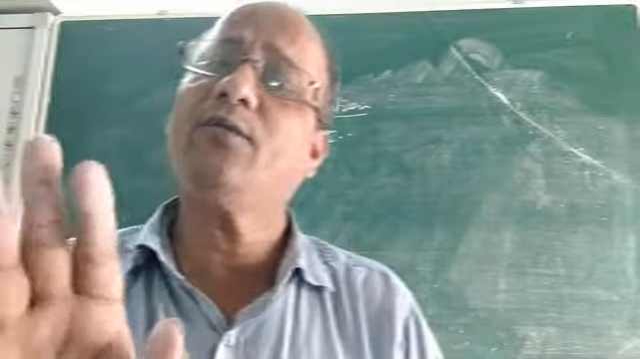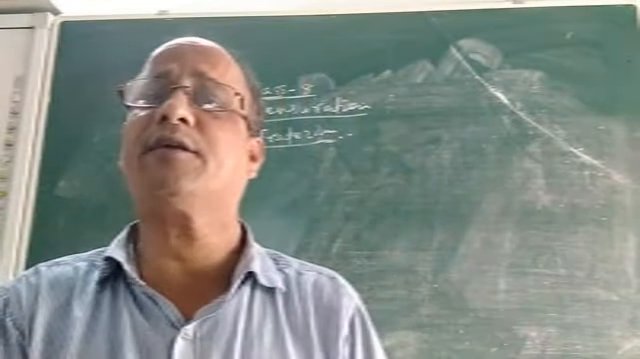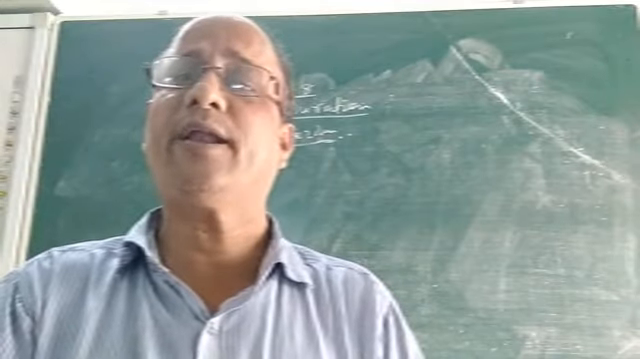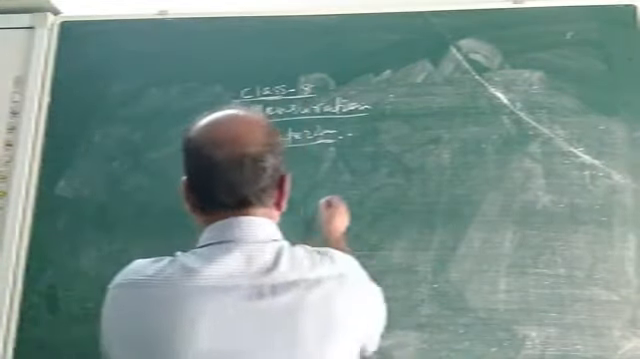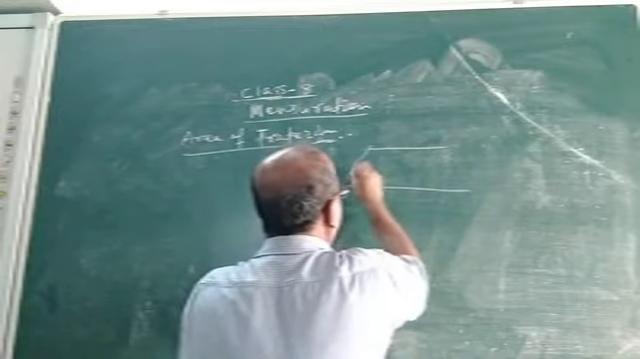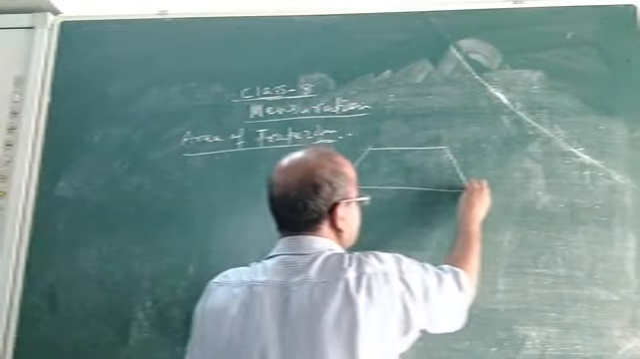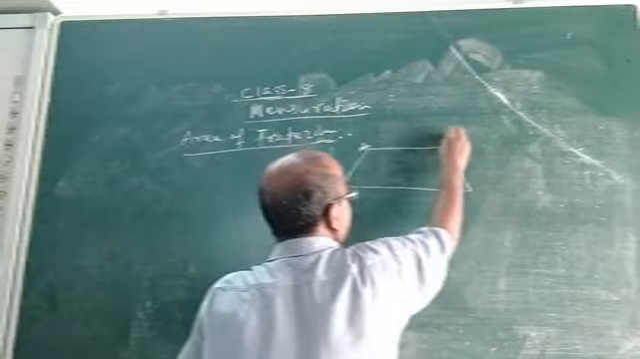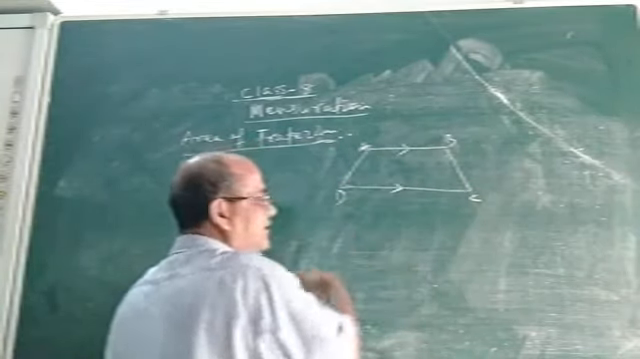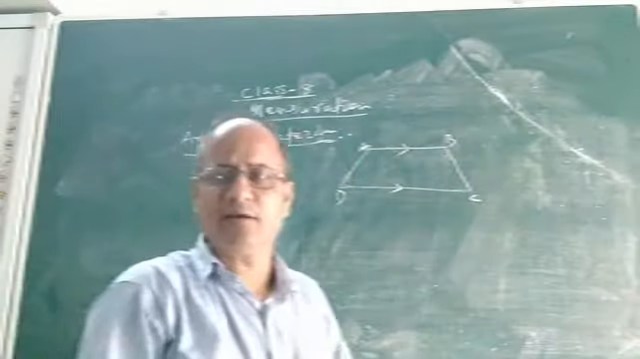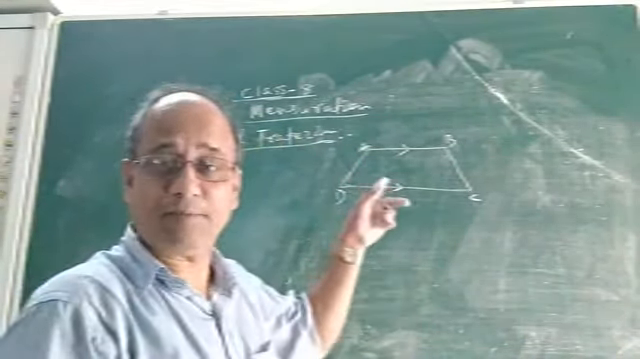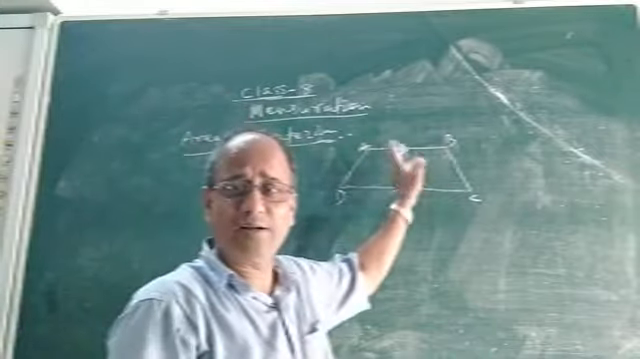See, what a trapezium is I have already discussed in the chapter Understanding Quadrilaterals. I hope you must have understood. Look at the figure. This is A, B, suppose C and D. While discussing understanding quadrilaterals, I said what a parallelogram is, and what a trapezium is. A trapezium is a quadrilateral.